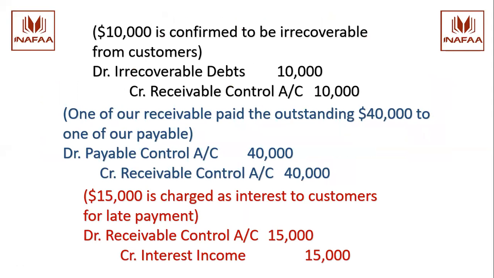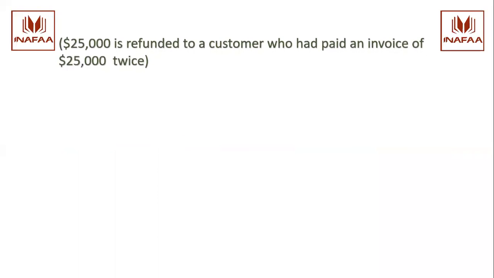Moving on, what else can we do with the receivables? That is, 25,000 is refunded to a customer who had paid an invoice of 25,000 twice. Well, this is a bit technical transaction. Let's go and understand this transaction. I'm reading this transaction once again: we refunded 25,000 to a customer who actually paid an invoice of $25,000 twice. We made a sale of $25,000, but he paid us twice.